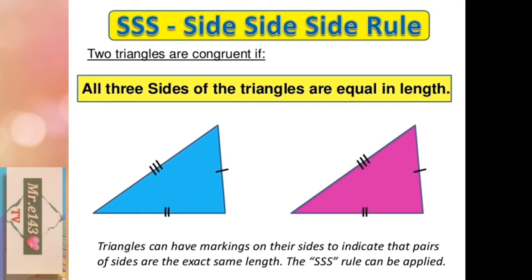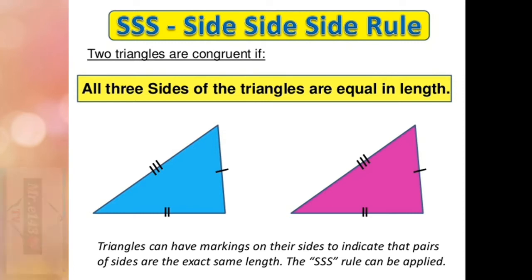So, tandaan again, two triangles are congruent if all three sides of the triangles are equal in length. So, ibig sabihin, minsan nakabase rin tayo, hindi lang yung titingnan natin yung measure, yung number. Triangles can have markings on their sides. So, pwede nating i-mark siya to indicate that the pairs of the sides are the same length or parehas ng measure.